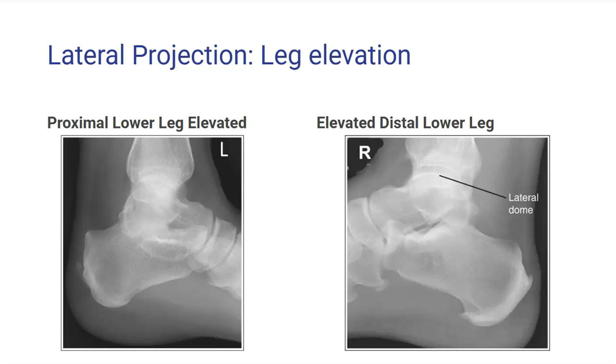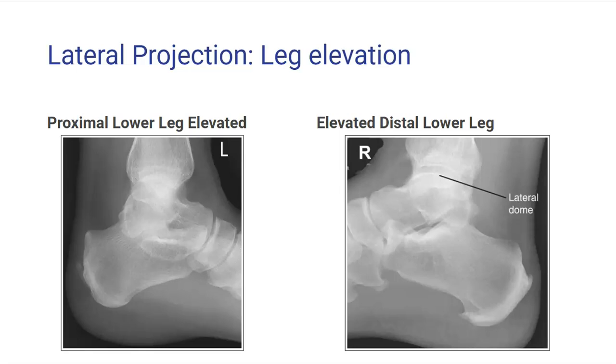Now, on the other hand, if the distal lower leg is elevated, the lateral talar dome will shift lower than the medial talar dome. More than a ½ inch of the cuboid will be seen posterior to the navicular bone. The distal fibula will be positioned inferiorly to the distal medial tibia.